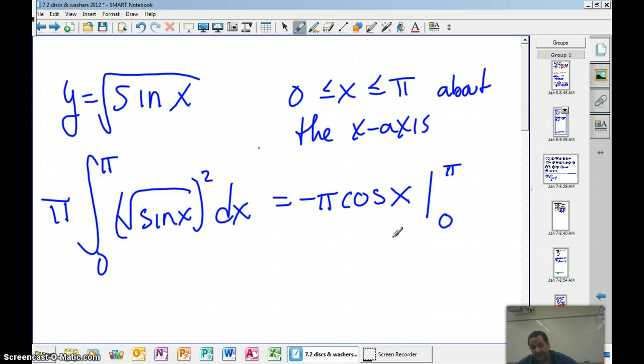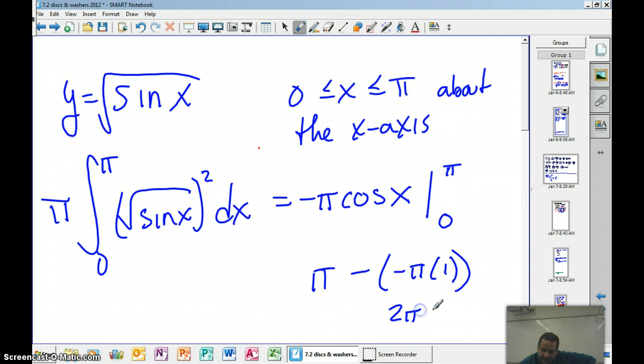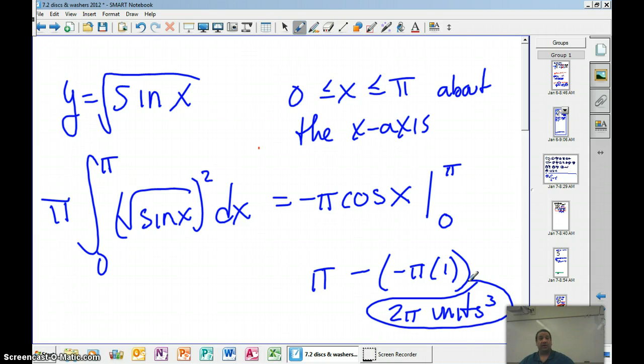Now at pi, it's going to be negative pi cosine of pi. Cosine of pi is -1, so this is actually just pi. Then when we subtract, it's minus negative pi times the cosine of 0, which is 1. So this whole thing turns out to be 2 pi, and that's cubic units once again. I'll emphasize that it is a volume, a volume of revolution. All right, does anybody have any questions? I can't hear you, so it doesn't really matter.